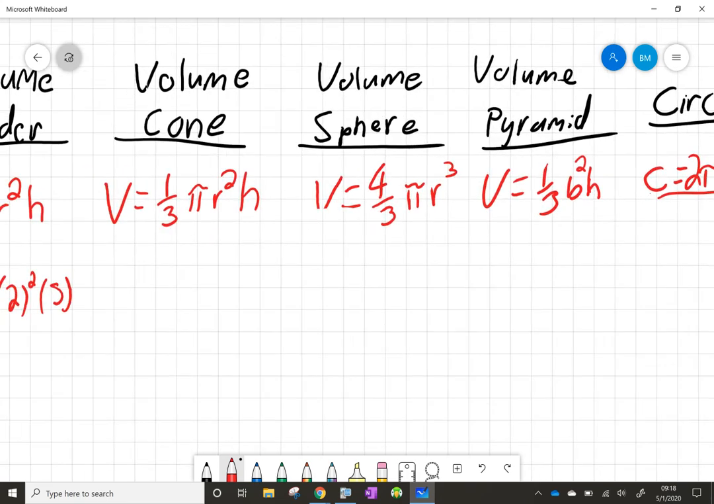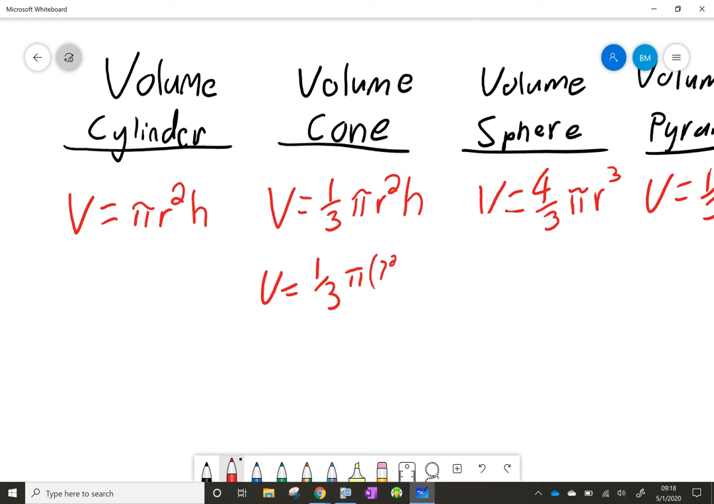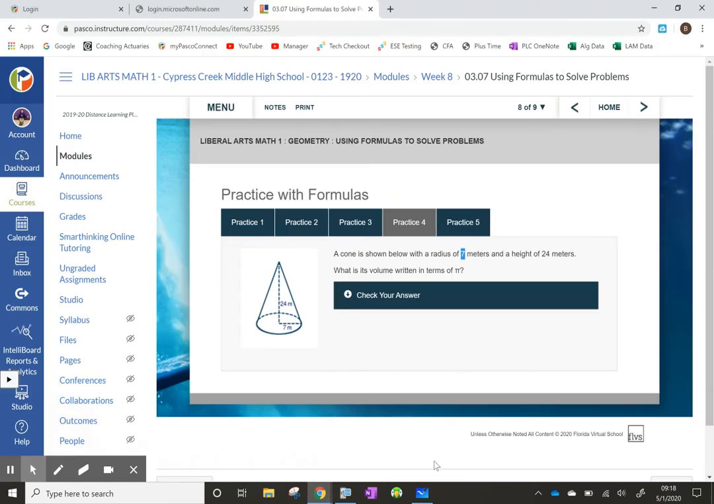So volume of a cone, that's over here. So volume is equal to 1/3 pi. The radius was 7, so we're going to have 7 squared. And then I've already forgotten the height again because I have a terrible memory. Height of 24.